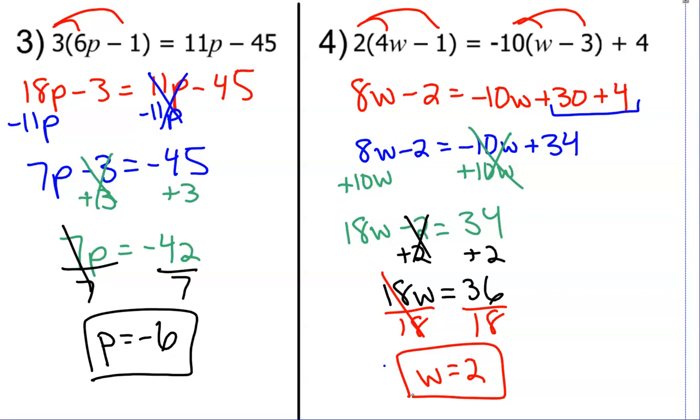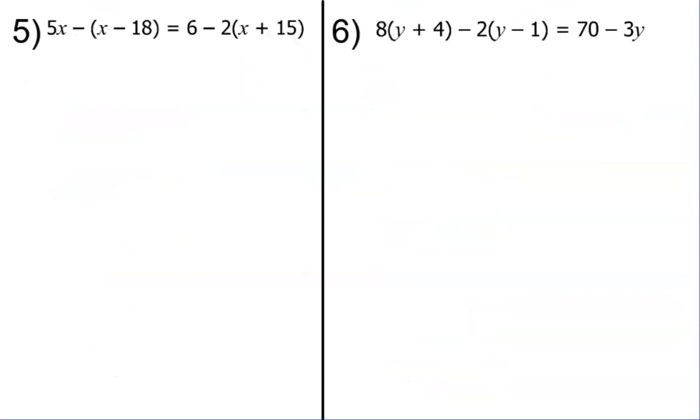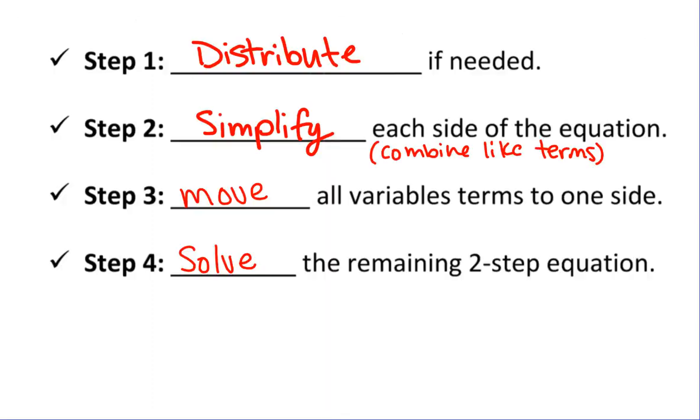2 more examples of this stuff, and then we're going to move on to part 2. So here's 5 and 6. This is like the most complicated you're going to see. You're going to go through all of the steps on both of these. Don't get freaked out, okay? Go back and remember what your steps are. Distribute if I can. Simplify, combine like terms if I can. Then start to move stuff.